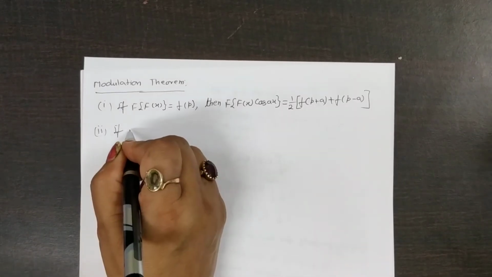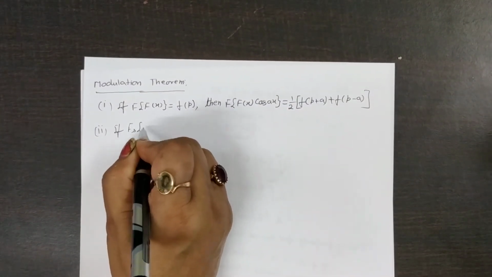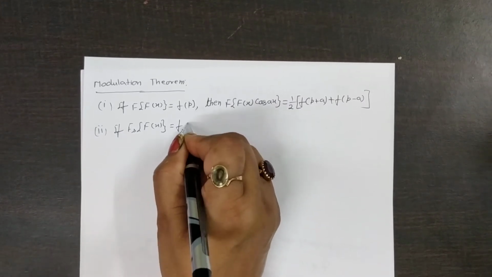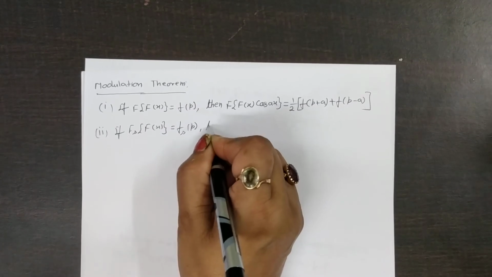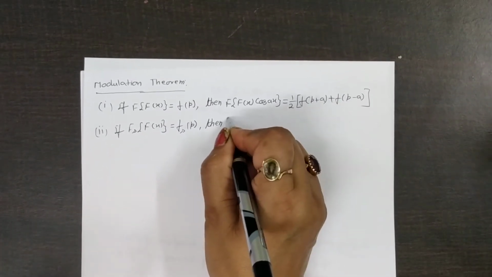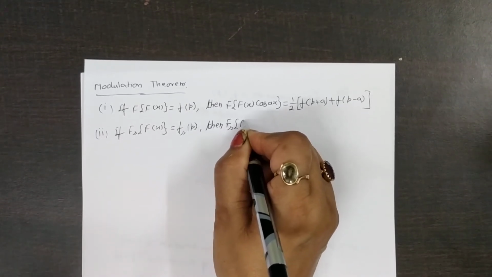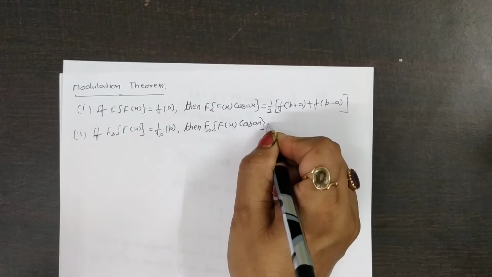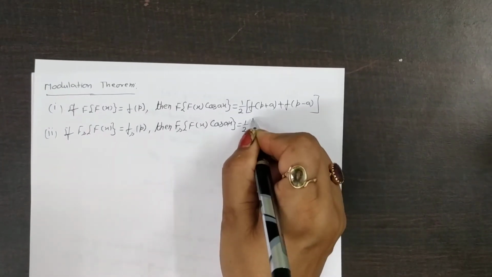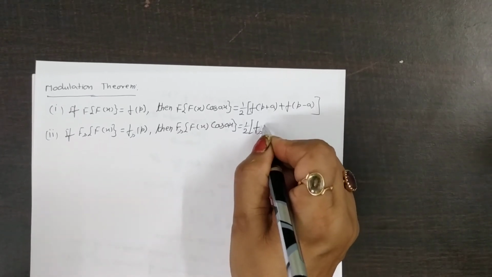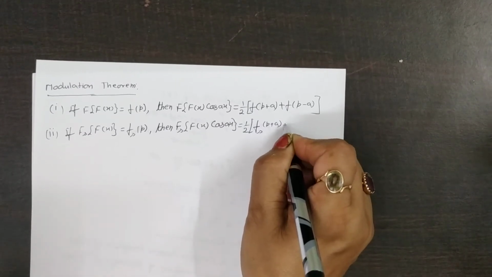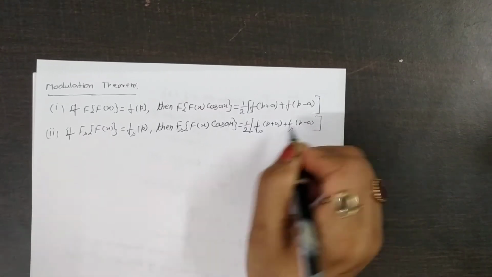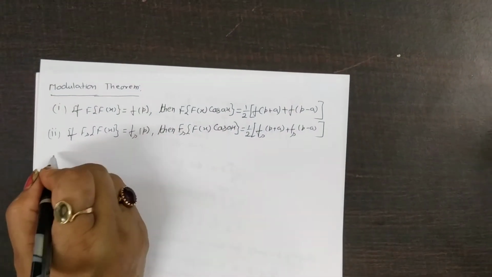If for the sine transform Fs of f(x) is equal to Fs(p), then the sine transform of f(x) cos ax is equal to 1 by 2 times Fs(p plus a) plus Fs(p minus a). Similarly for the cosine transform.